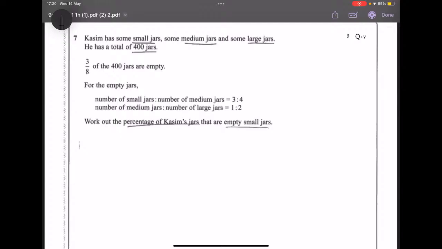Now, number 7. This proved to be quite a tricky question for many people in the exam. As long as you break it down, it's not too tricky. We have Qasim has small jars, medium jars, and large jars. He has a total of 400 jars. 3/8 of the total number of jars are empty. Therefore, we can do 400 times 3 over 8 equals 1200 over 8 equals 150 empty jars.